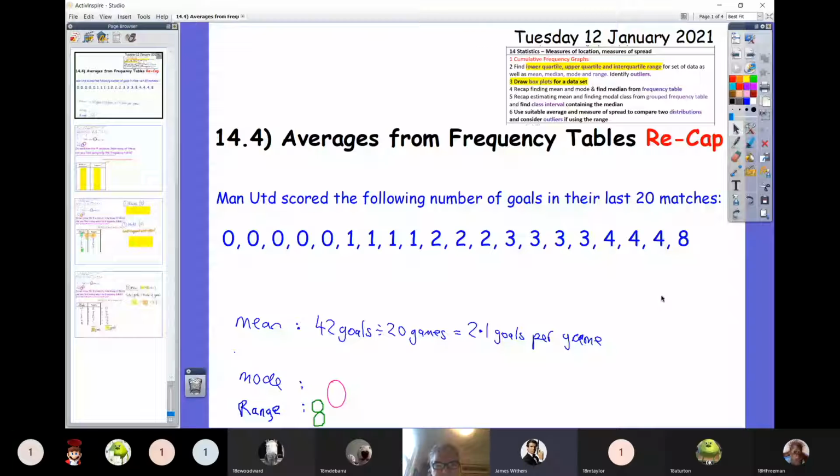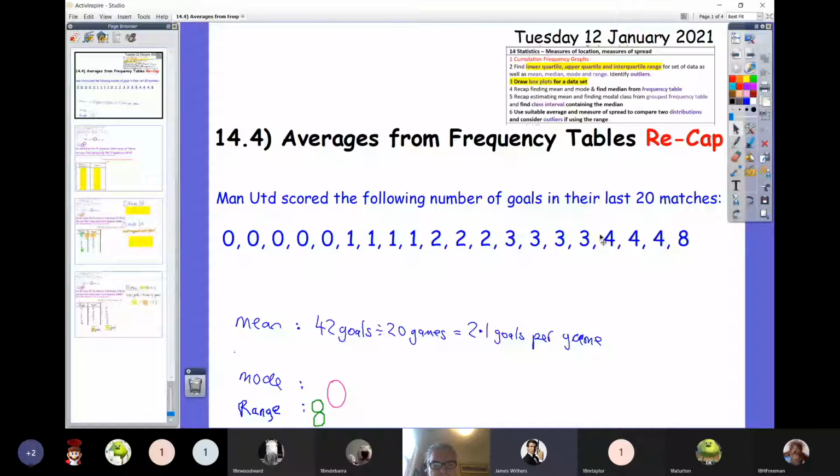So to work out the mean, remember, you would add all the numbers up and divide by the number of numbers. Well, when you add all of those numbers up, you get 42 goals. You would then divide that by the 20 games, and that would give you 2.1 goals per game. Okay, now that's the mean.